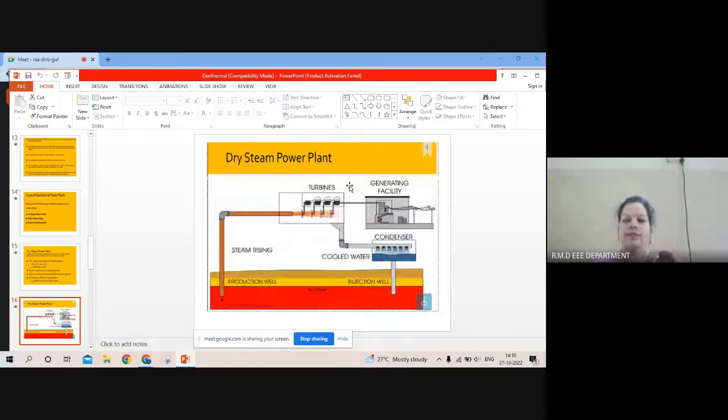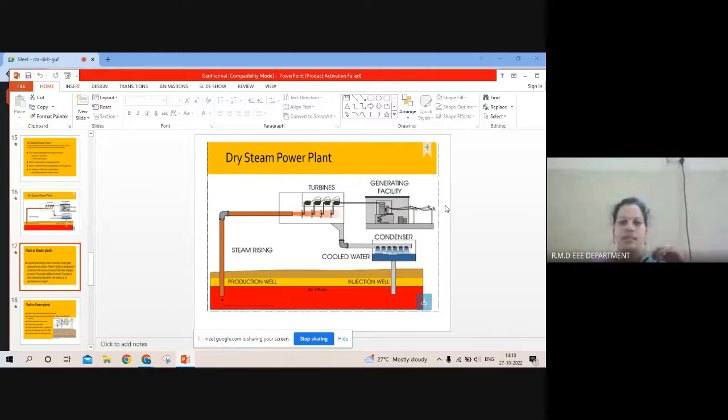So this is the diagrammatic representation of the dry steam power plant. From the production well, we extract the steam. That steam is used to run the turbine blades, and at the exit of the turbine, the same steam is sent into the condenser, from where it is provided to the injection well for recycling. The turbine is connected to the generating facility, which involves the generator. From there, the power is generated and transmitted to the load center.